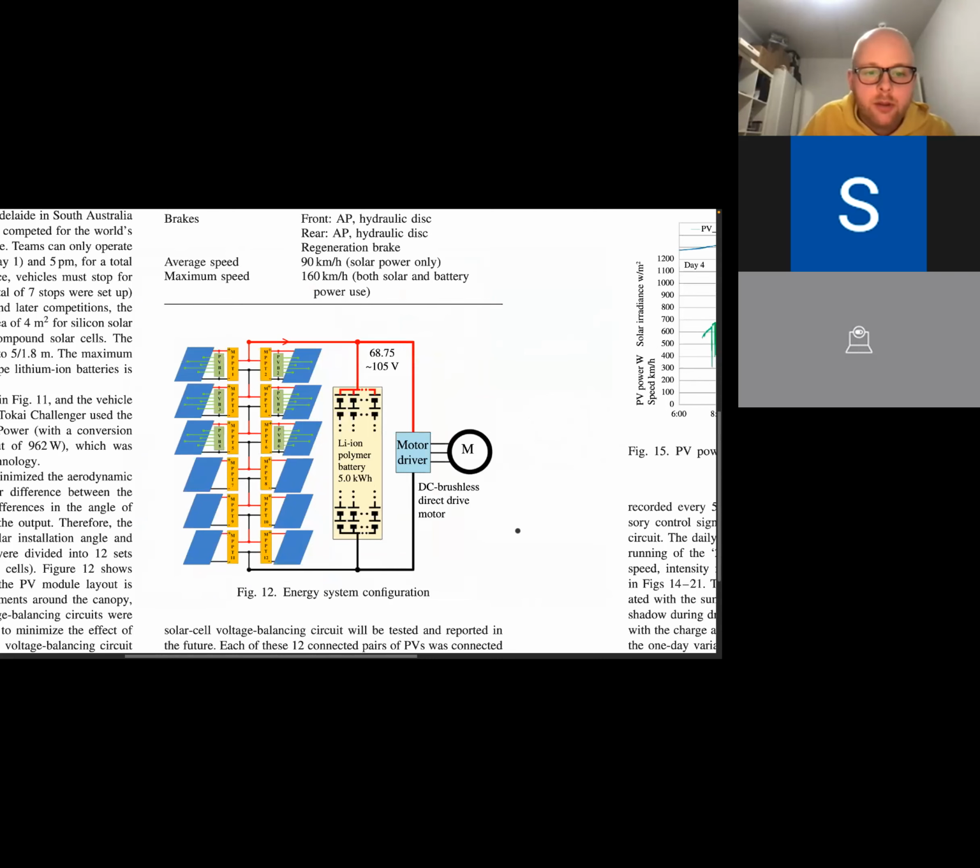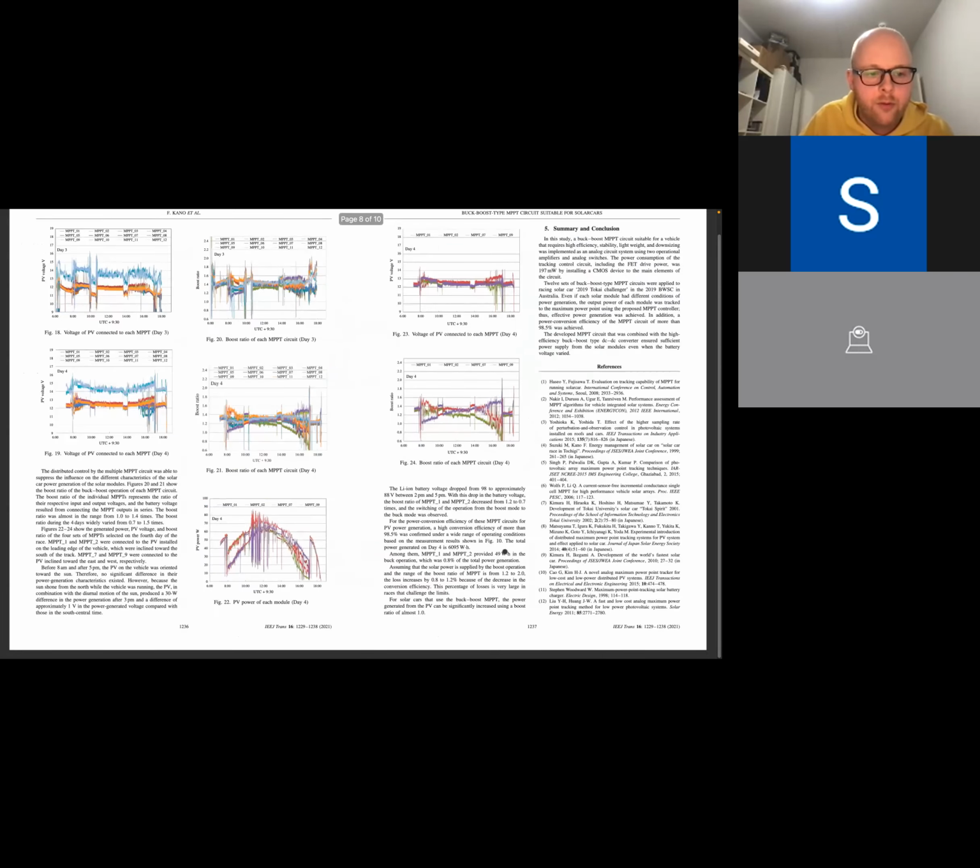As you can see, they have this data over some of the race days, and the boost ratio varies between values that are less than 1 to values that are more than 1. So if you just had boost MPPTs, your boost ratio could only be higher than 1. And as you get shade on your array, your system stops working efficiently. Here it does work because they have buck boost, but it would not work very well after 4 o'clock in the afternoon if you only have boost MPPTs and you put them in series.